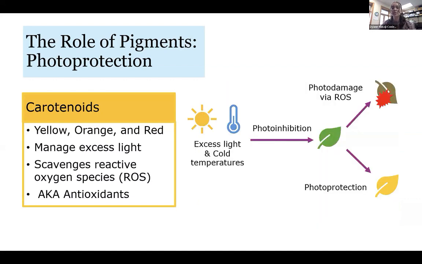Normally the photosynthetic system would be able to process light coming in efficiently, but that becomes difficult under cold temperatures. So excess light starts coming in and causing photoinhibition. And without the use of these carotenoids diverting that energy, we would have photo damage occurring on the leaf. And due to those carotenoids kicking in, we often see these color changes.